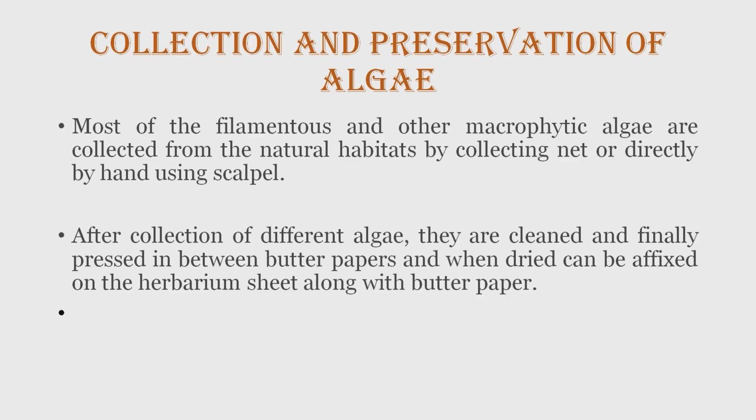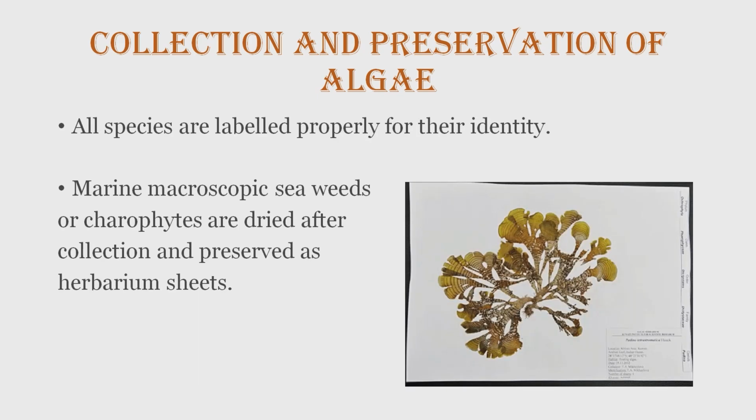If it is river water, they have to be cleaned with river water. If it is marine water, they have to be cleaned with marine water, and then they can be finally pressed in between butter papers, and when dry, they can be affixed on the herbarium sheet along with the butter paper. This is the diagram where you have the Padina, and all the specimens are labeled properly for their identity like we do in the angiosperm. So marine macroscopic seaweeds can be collected, dried and pressed like this.